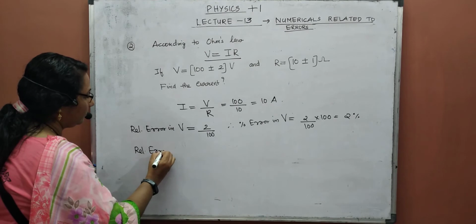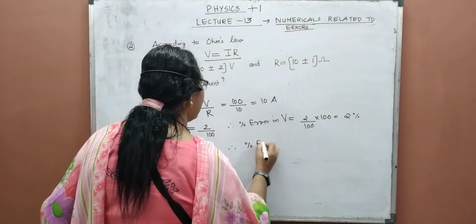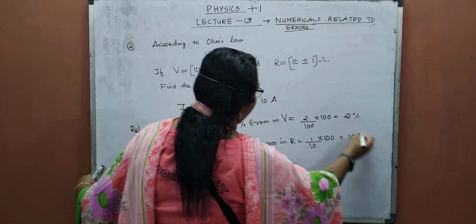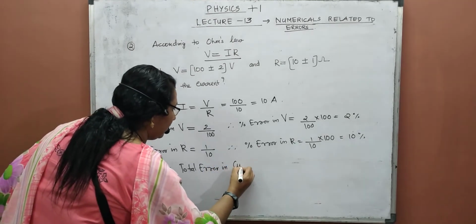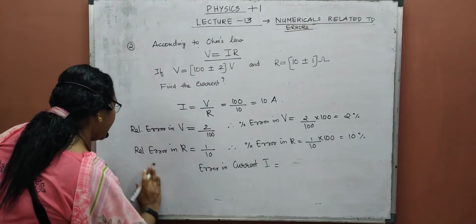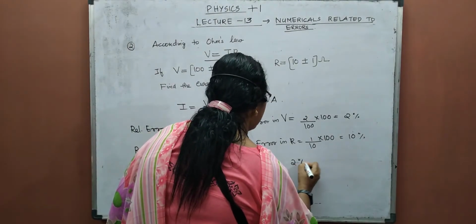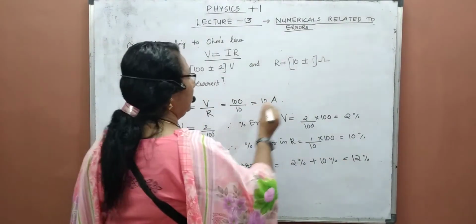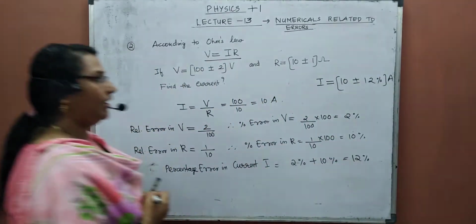Relative error in resistance is equal to 1/10. Therefore, the percentage error in resistance is 1/10 × 100, or 10%. Is it clear? Therefore, the total error in current I is the total percentage error. So the percentage error in current I is 2% plus 10%, which is equal to 12%. So what is the correct value of current? Therefore, we can write I is equal to 10 plus or minus 12% ampere. This is the value of current.